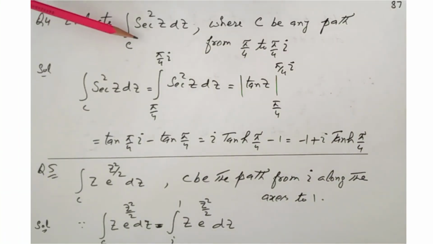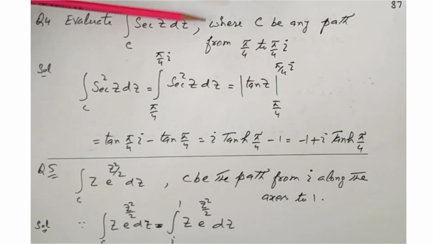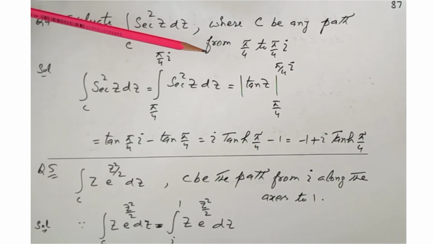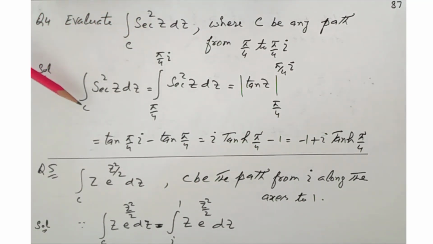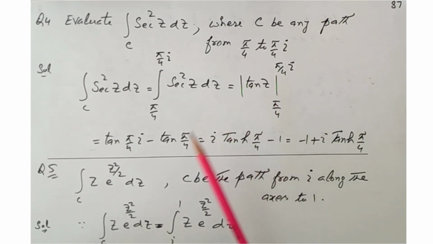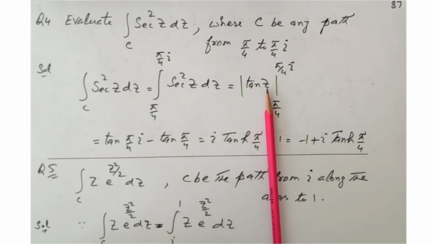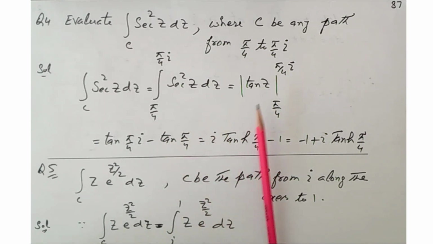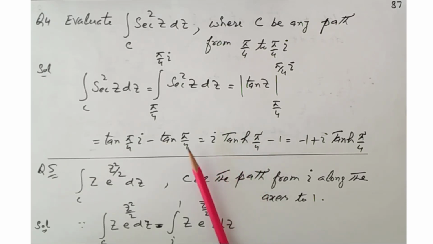Evaluate the integral over c of sec²z dz, where c is any path from π/4 to πi/4. So we take here the limits π/4 to πi/4 of sec²z. The integral of sec²z is tan z. Now applying the upper limit and lower limit, here we put z equal to πi/4, it becomes tan πi/4, and minus tan π/4. Tan πi/4 becomes i tanh π/4, and tan π/4 equals 1. So this becomes -1 + i tanh π/4.